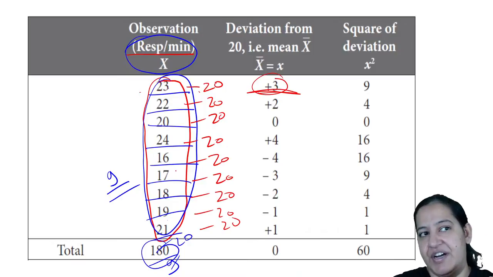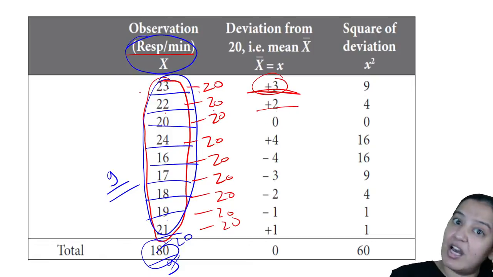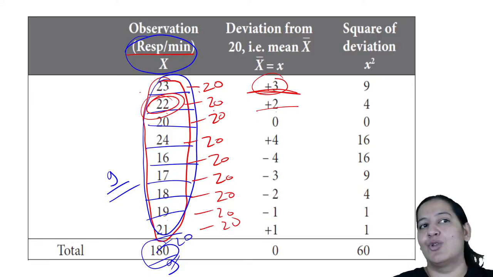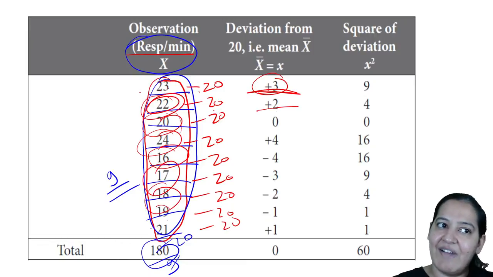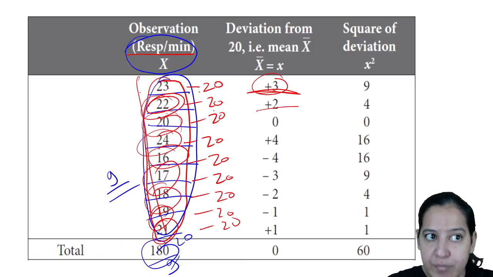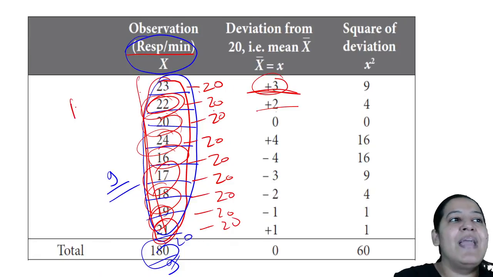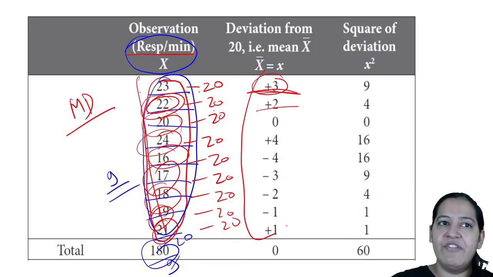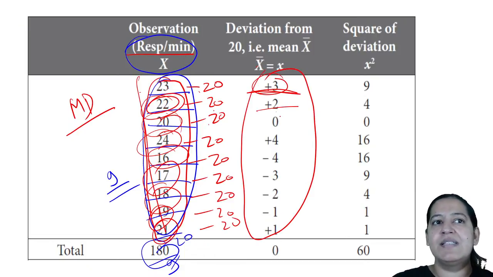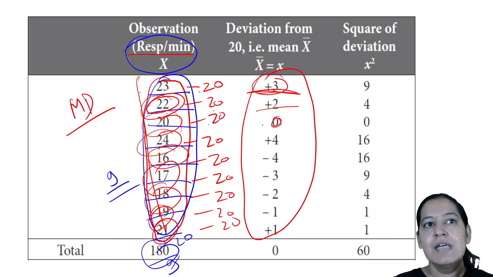How much is this deviated from the mean? 22 minus 20 is plus 2. So that is the mean deviation. How far is this observation from the mean? Likewise for each one. So for each and every observation, how much it is apart or distant from the mean, that is mean deviation. The one that was 20, 20 minus 20 is zero, it is exactly on the mean, not away from the mean at all. Have you got it?